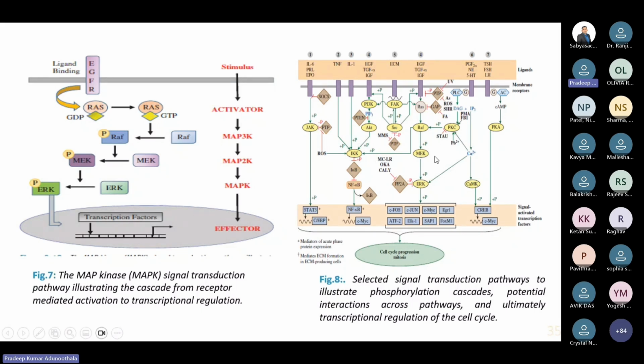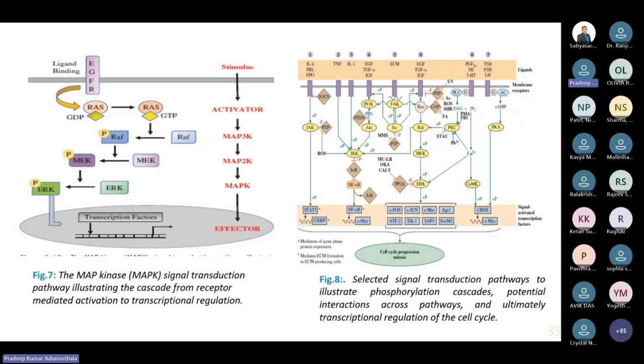Figure 8 shows the signal transduction pathways that are involved by phosphorylation and potential interactions across all the pathways which undergo phosphorylation. The 127 numbering in this figure represents the symbols of cell membrane receptors along with activating ligands. Here, as I said, the EGFR mechanism is also mentioned. Pathway number 4 is the EGFR MAPK signal transduction pathway.